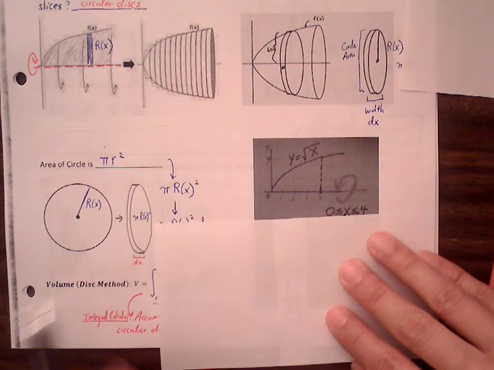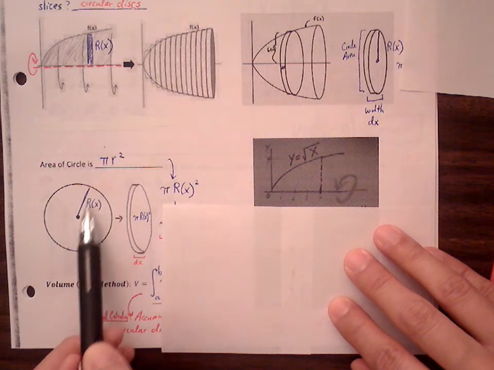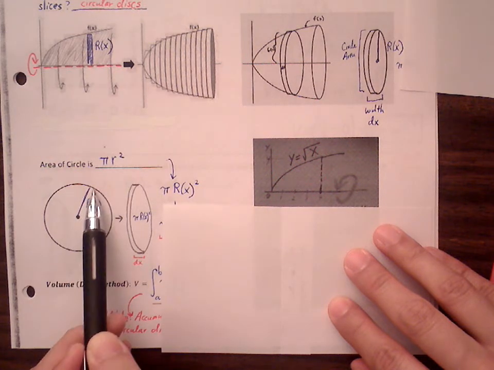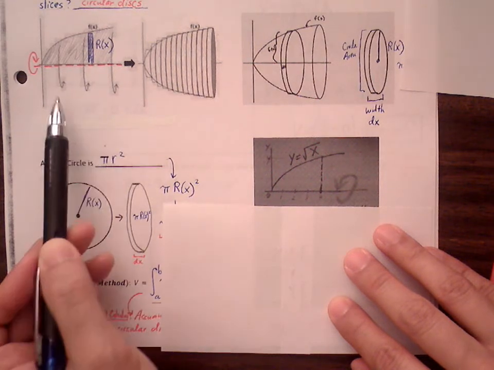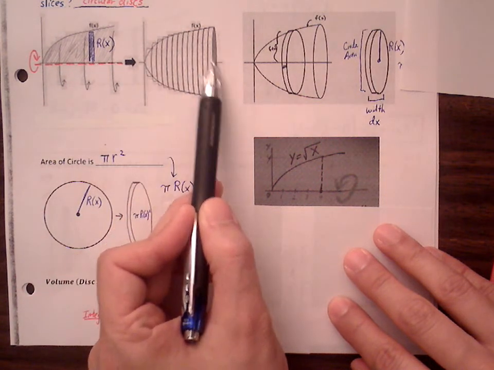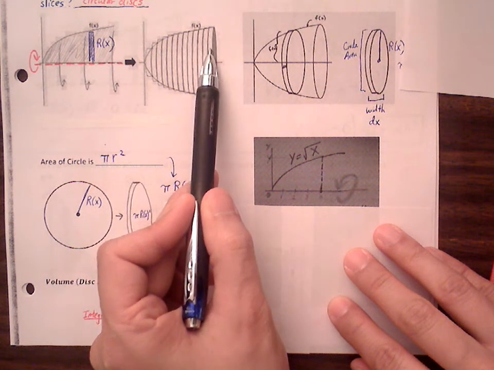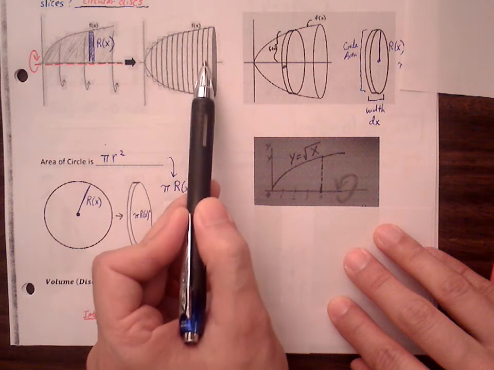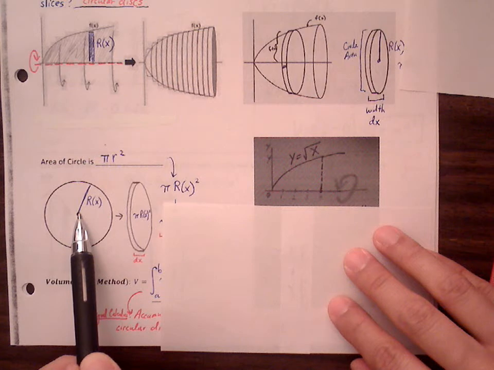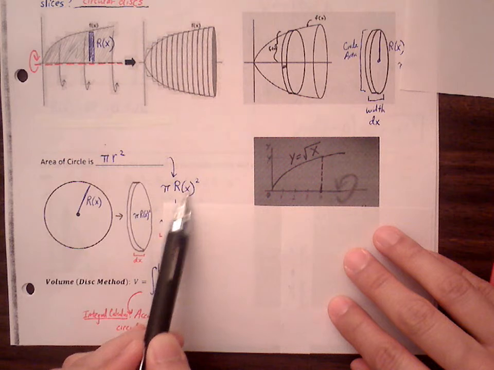So if we start off with pi r squared, but rather than calling it r, we're going to call it r of x. And r of x is going to represent a certain radius function. That radius function is going to change from one end of the object to the other end of the object, because we're going to have these differently sized circular disks, all with different radii. So we'll use big R of x to represent the radius of the circle, but we still have the pi r squared as part of the formula.